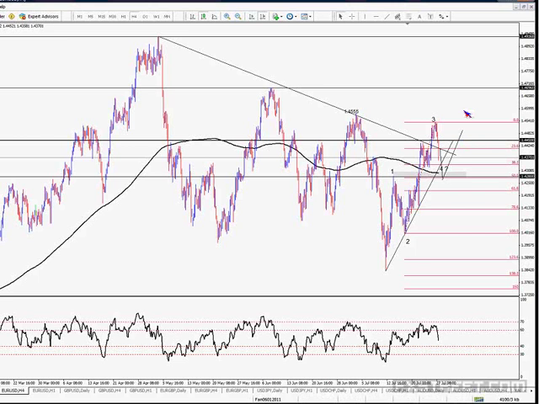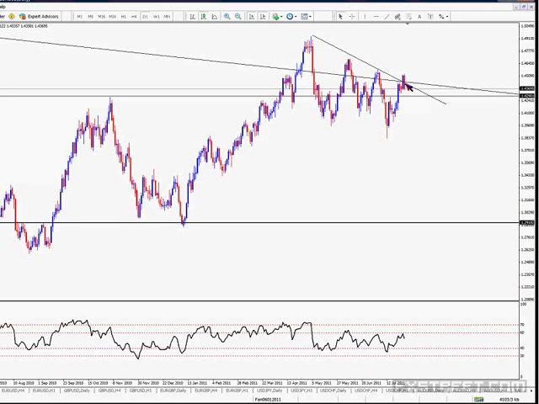Okay. All right, so that's the euro dollar 4-hour chart, let's move up to the daily chart. Okay, daily chart, the same projected trend line. You see the market breaking it, but not really confirming it just yet. Here, you also want to see the RSI break above 60.